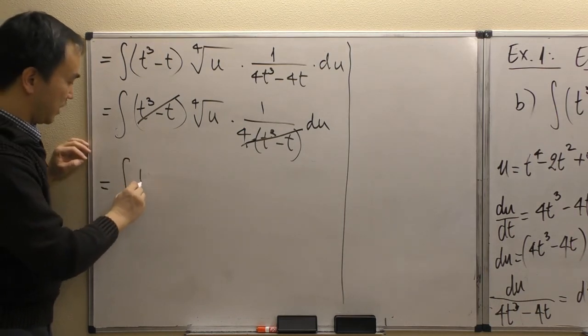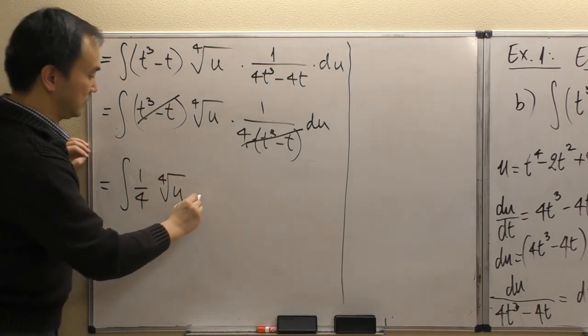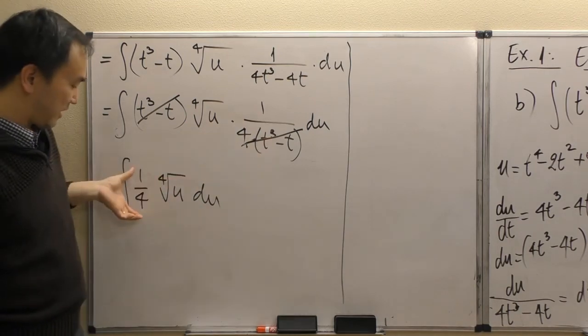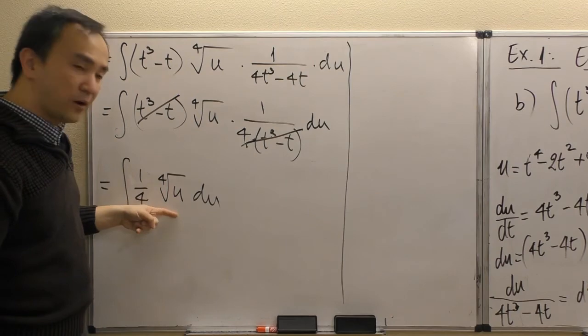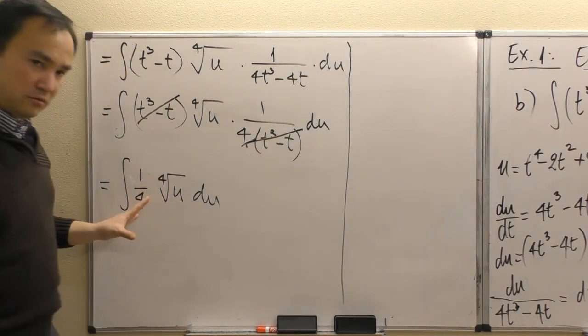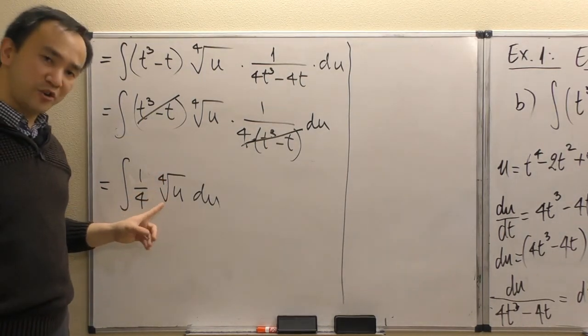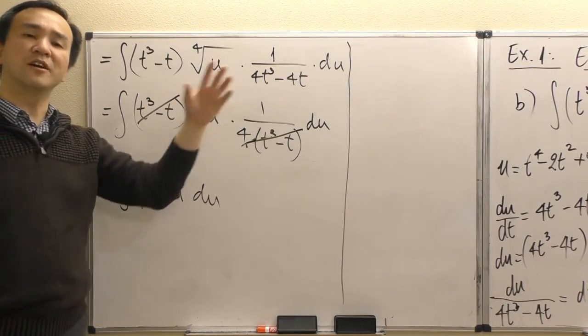It's a 1/4 times the 4th root of u du. It's a 1/4 on its own, so I write it as a coefficient here. Or you can write it all as the 4th root of u over 4. It's the same algebraic expression right there. And now I answer that question of mine: I completely washed away the old variable. And so now it's time to move on to the next question.